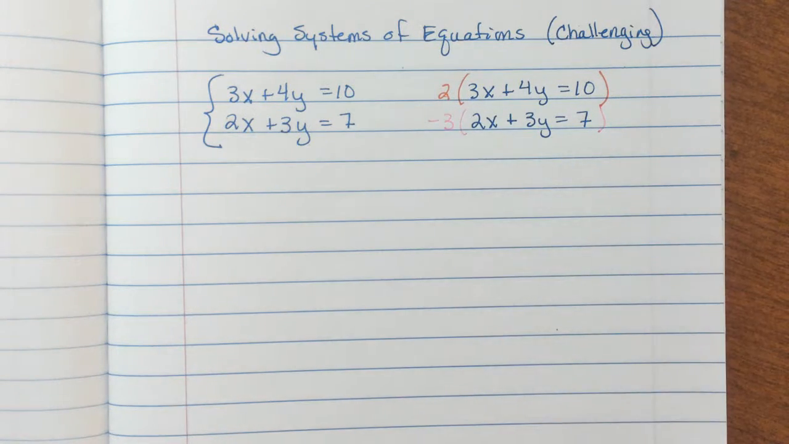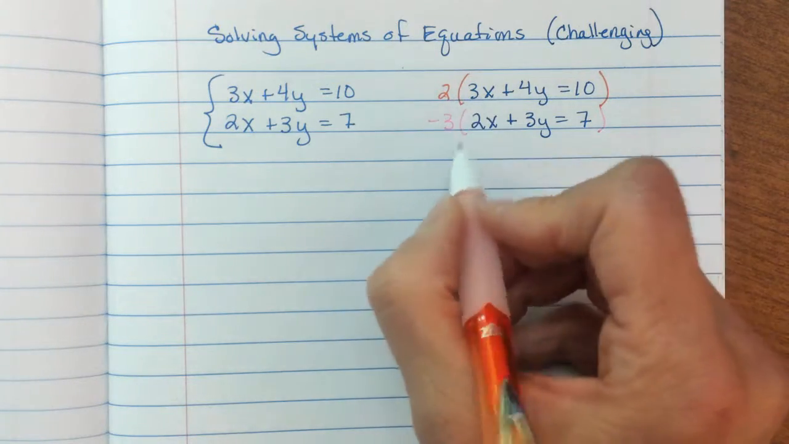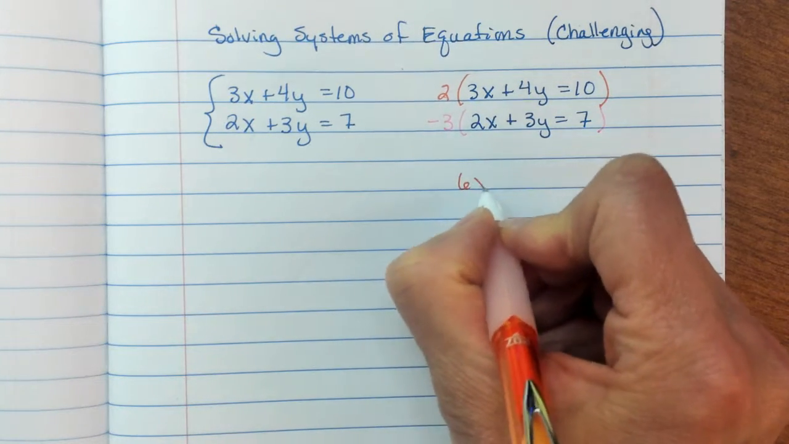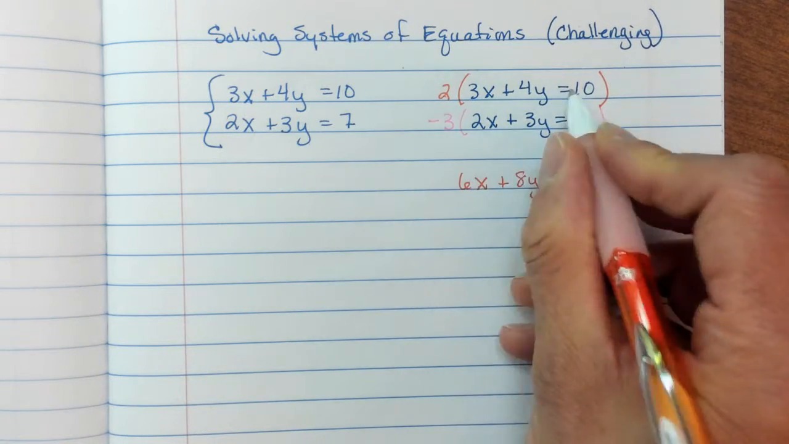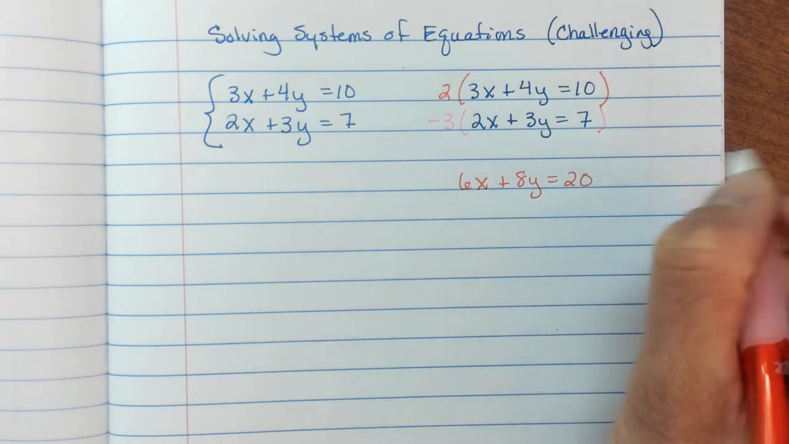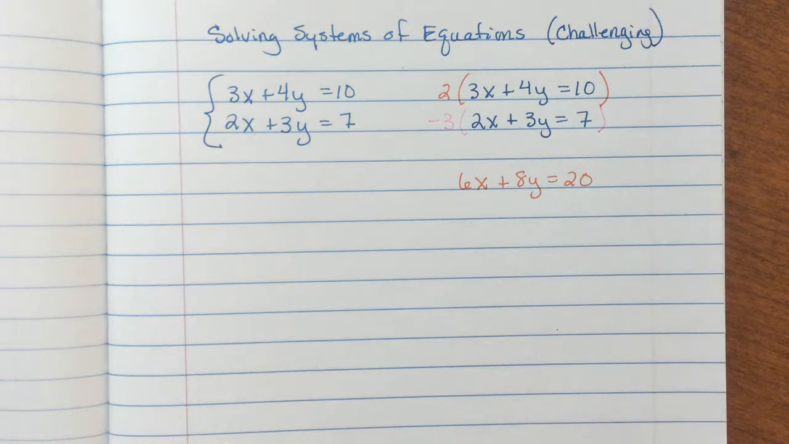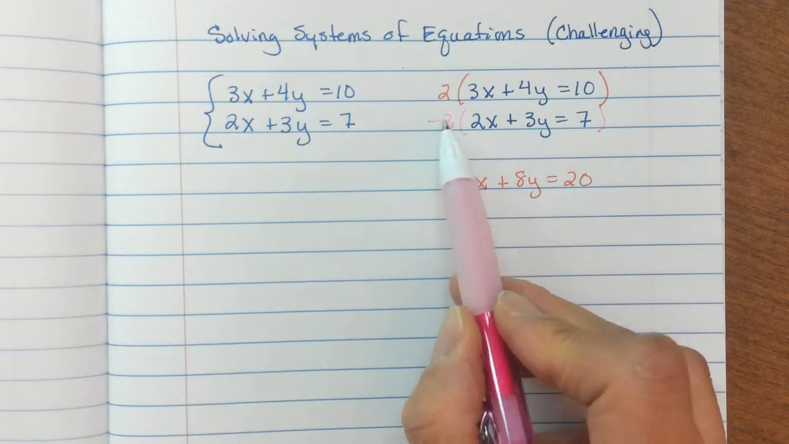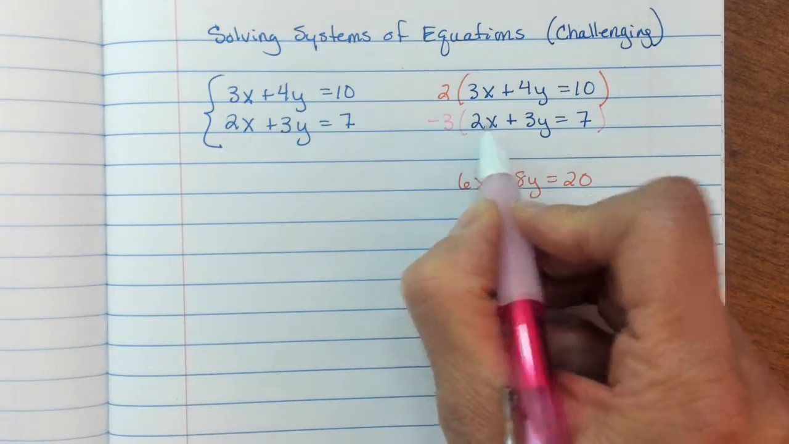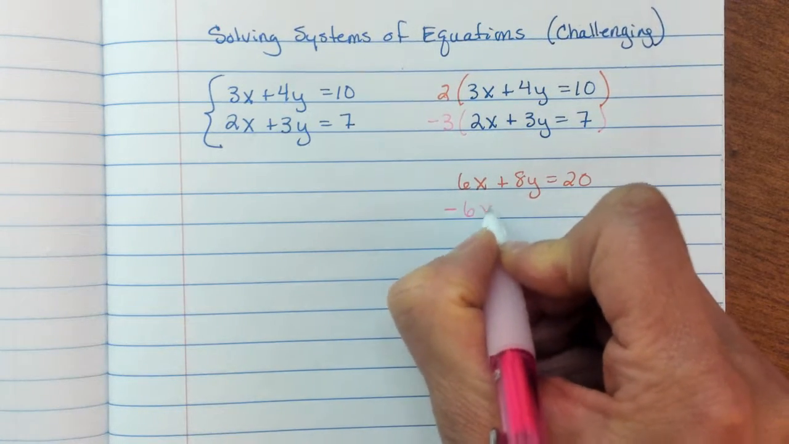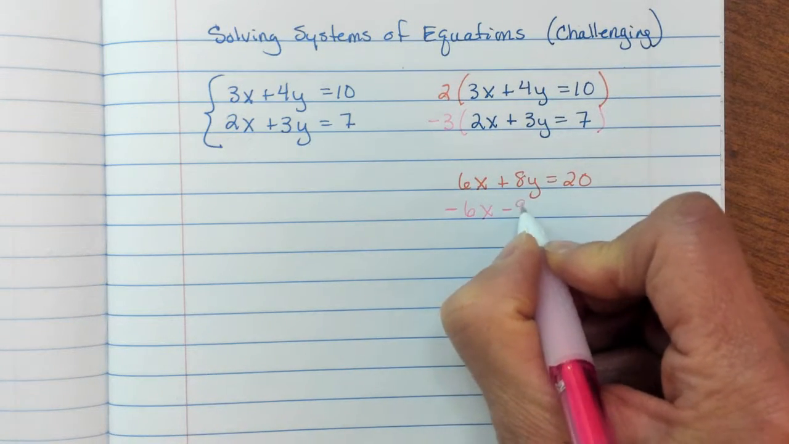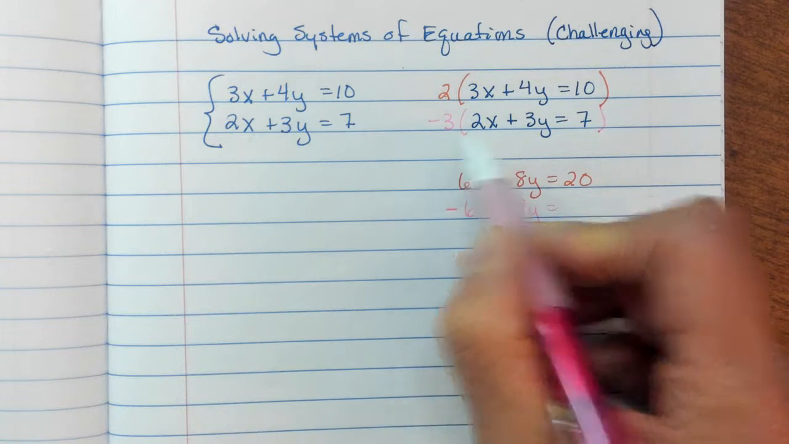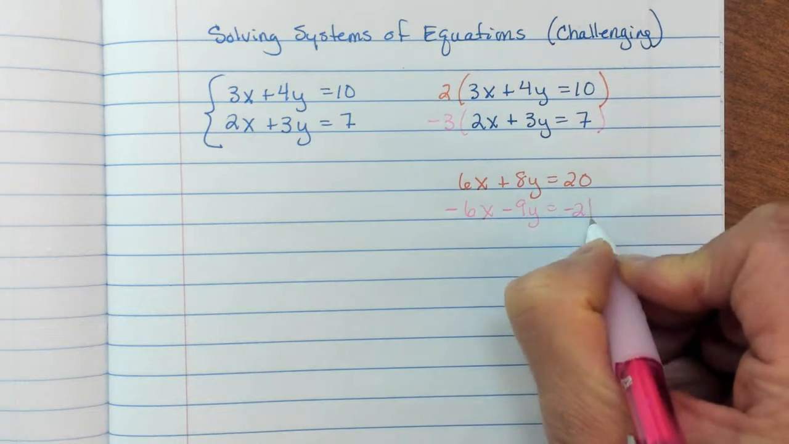So I'm going to do the top one. I guess I'll do it in orange. So 2 times 3x is 6x. 2 times 4y is 8y, and 2 times 10 is 20. So I just doubled everything in my top equation. Now I'm going to triple everything in my bottom equation, but make it negative. So -3 times 2x is -6x. -3 times 3y gives me -9y. And -3 times 7 gives me -21.